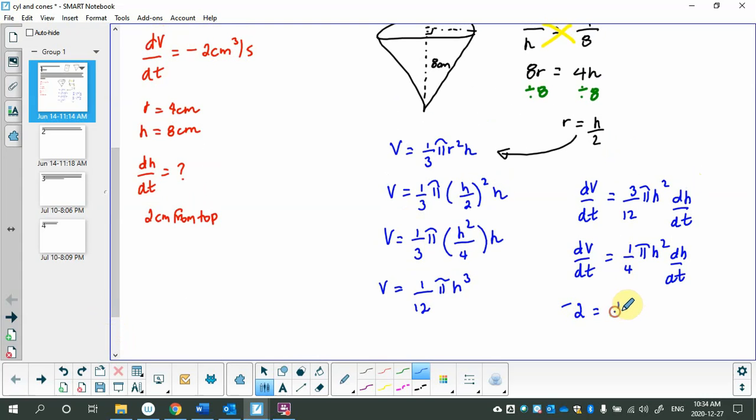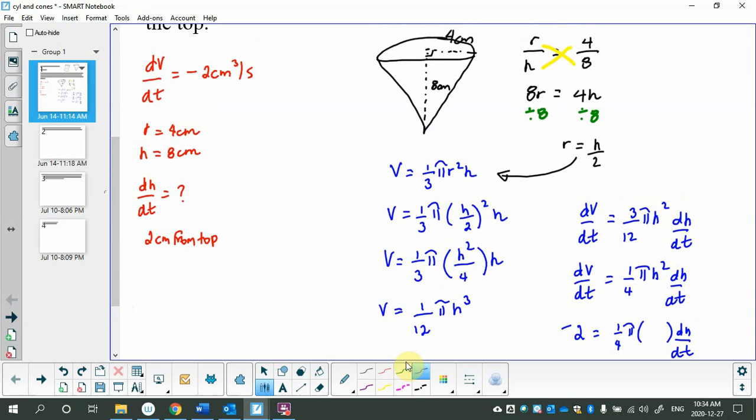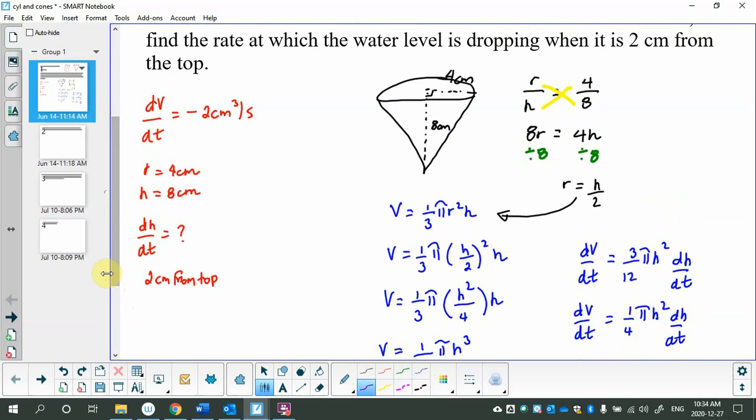My 1/4 stays 1/4. My pi stays pi. My h is unknown. My dh by dt is what I'm looking for. So let's go back to find out what we have to do for h. Purple water. We want to find out the rate at which the water level is dropping, so that's the height is dropping, when the water is 2 centimeters from the top.